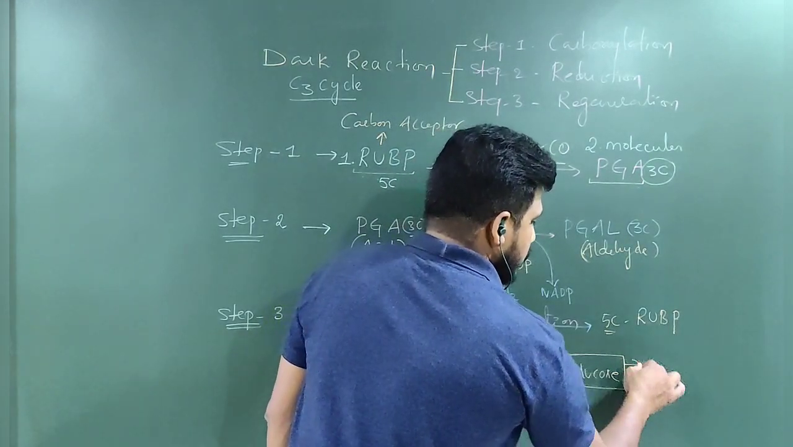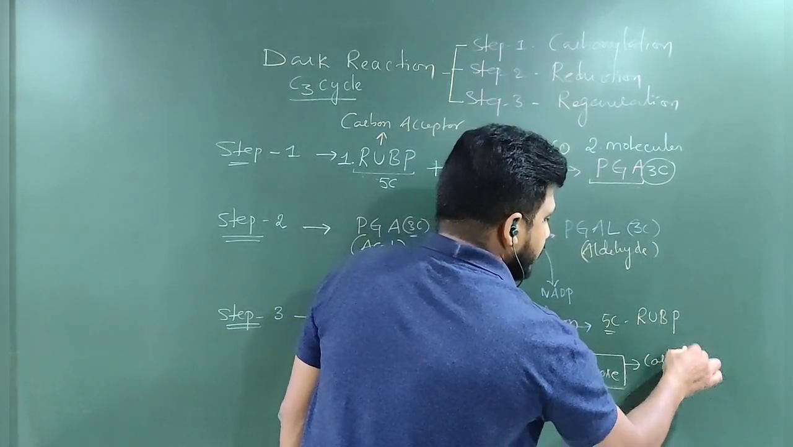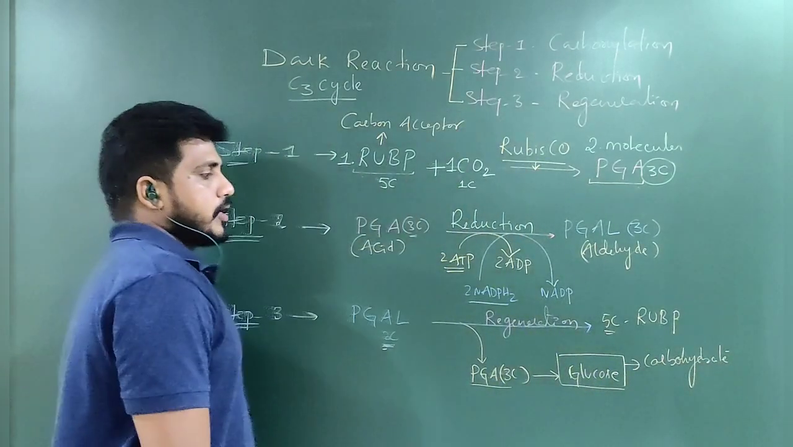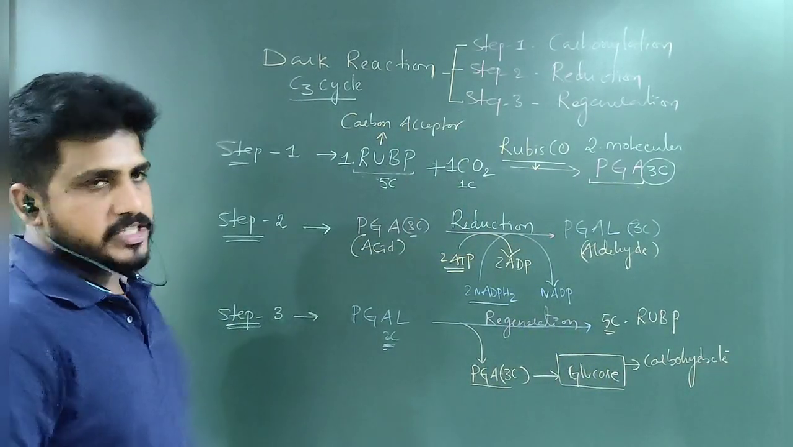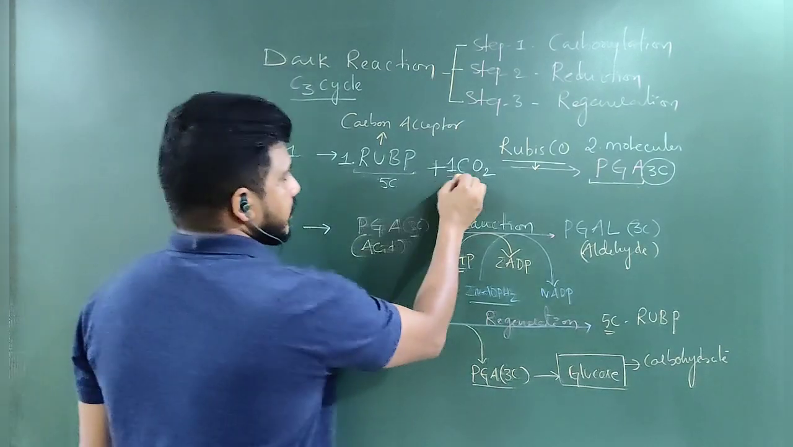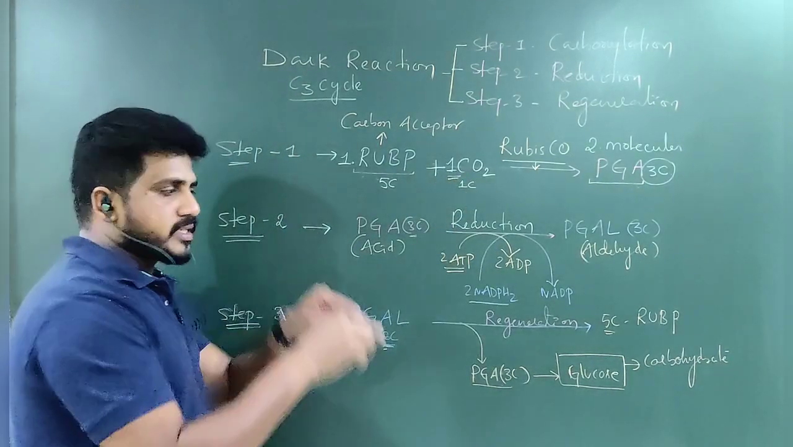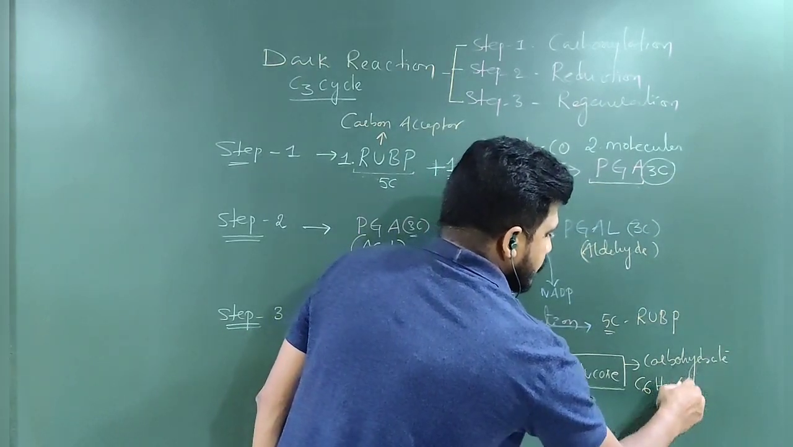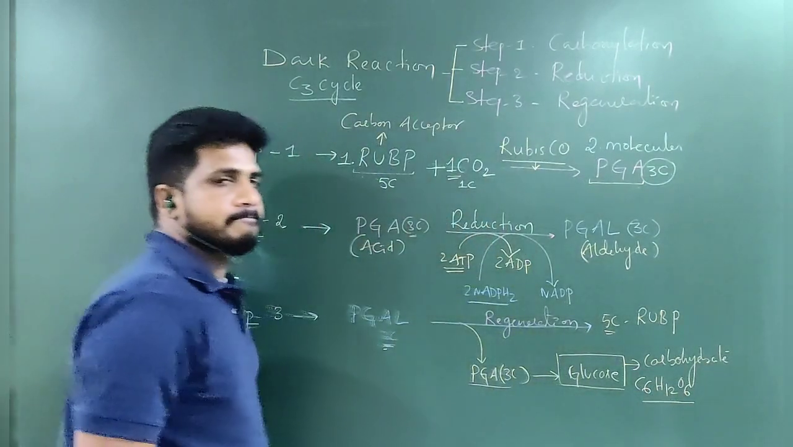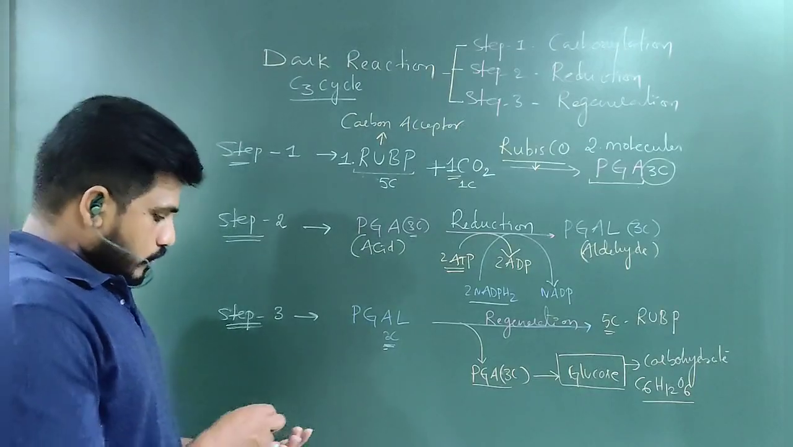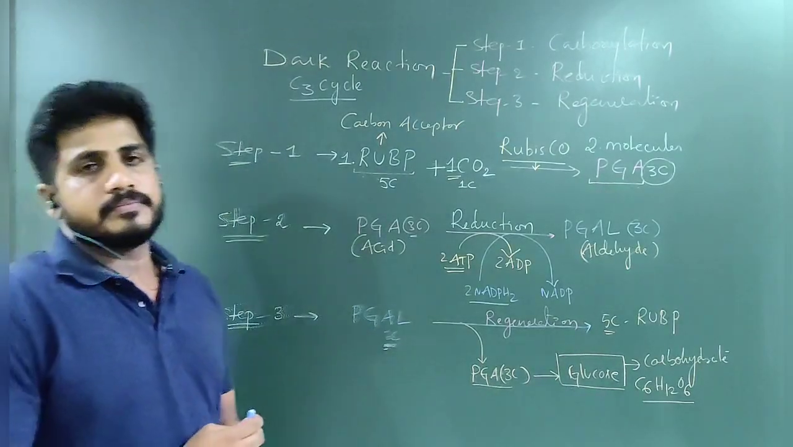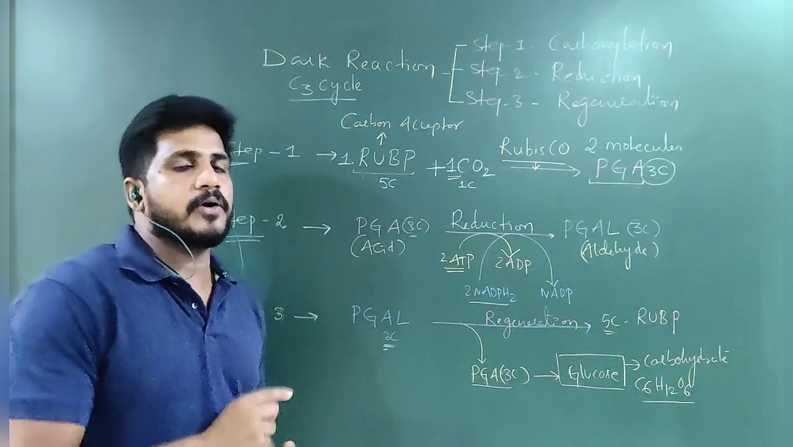What is glucose? Glucose is a carbohydrate. So the theme of the concept in the dark reaction is that carbon present in the carbon dioxide should be fixed in glucose. Glucose formula is C6H12O6. So how many ATPs are used in the entire process of the dark reaction is the concept.